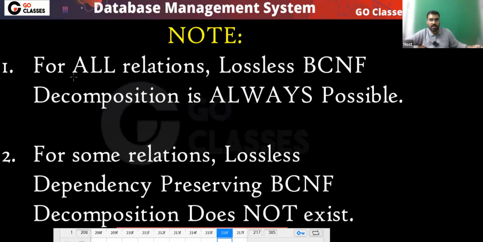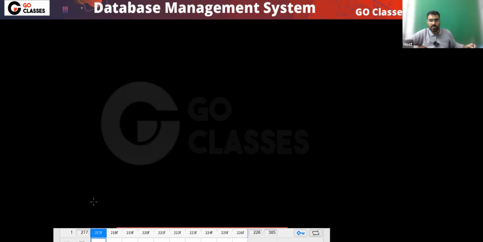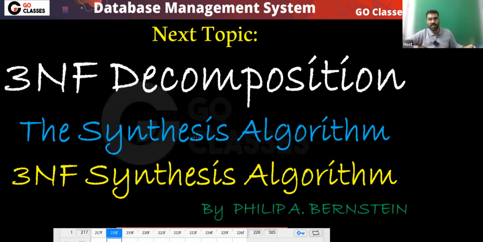Okay, very simple. For all relations, lossless BCNF is always possible. But for some relations, lossless dependency preserving BCNF does not exist. So this is your topic, BCNF decomposition. Now the next topic is 3NF decomposition.